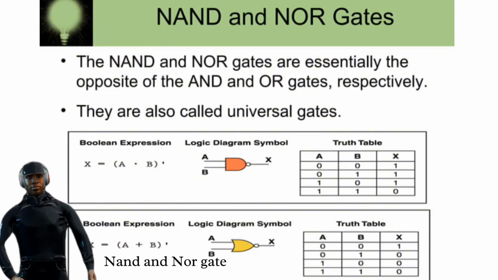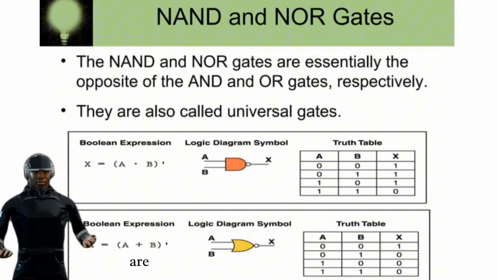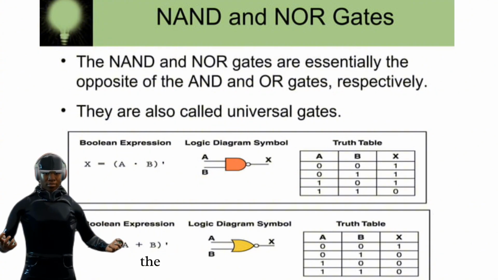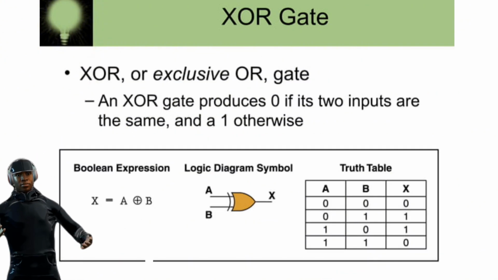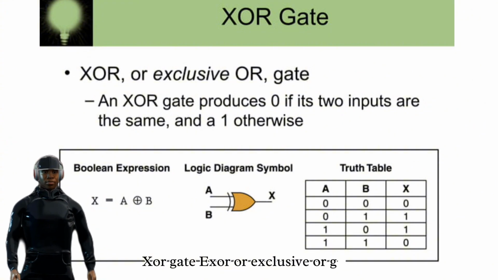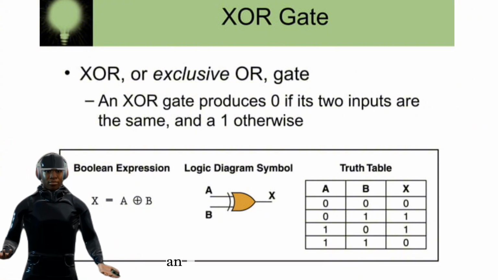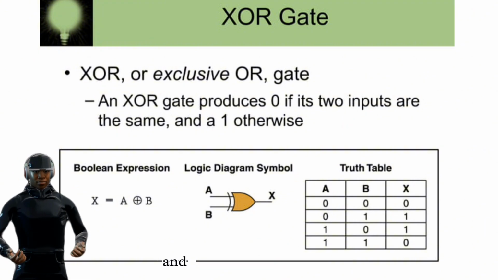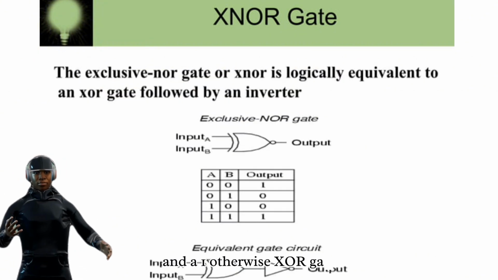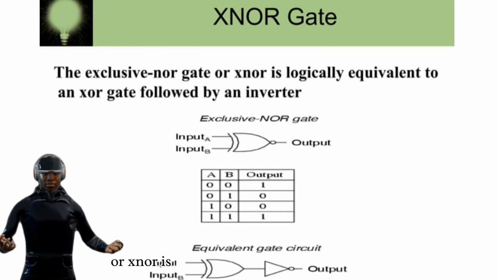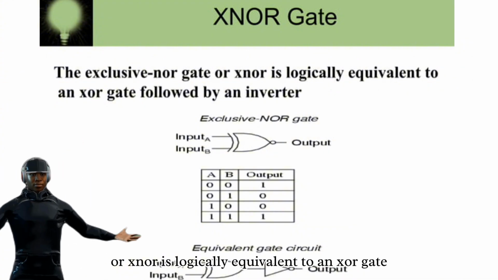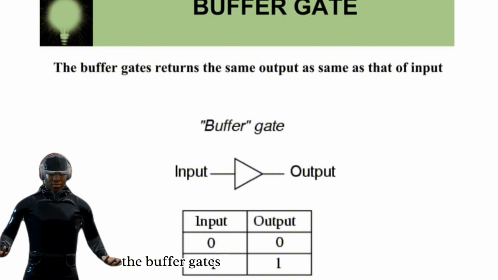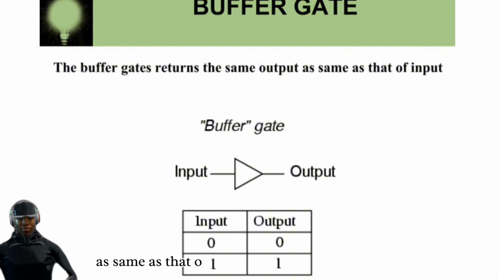NAND and NOR gates. The NAND and NOR gates are essentially the opposite of the AND and OR gates, respectively. They are also called universal gates. XOR gate. XOR, or exclusive OR, gate. An XOR gate produces 0 if its 2 inputs are the same and a 1 otherwise. XNOR gate. The exclusive NOR gate, or XNOR, is logically equivalent to an XOR gate followed by an inverter. Buffer gate. The buffer gate returns the same output as that of the input.